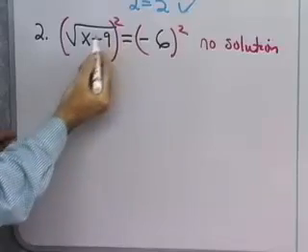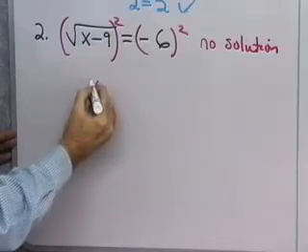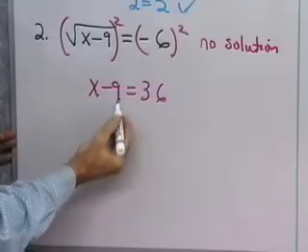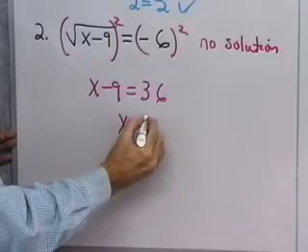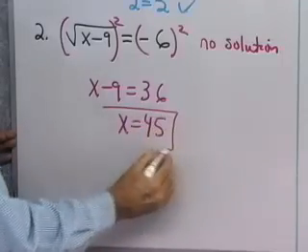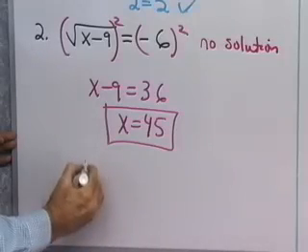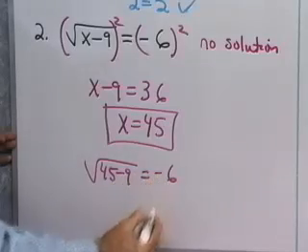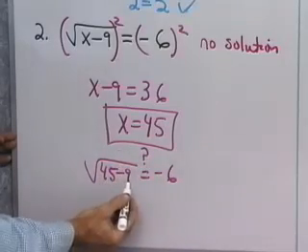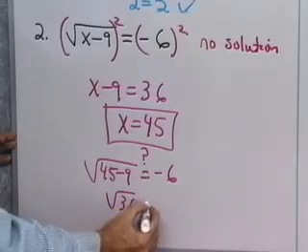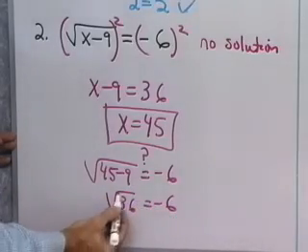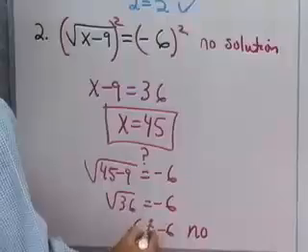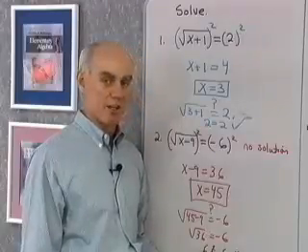Square both sides. The square of the square root of x minus 9 is x minus 9. The square of negative 6 is 36. Add 9 to both sides. X is equal to 45. So check and see if that solution works. Square root of 45 minus 9 is equal to negative 6? 45 minus 9 is 36. The positive square root of 36 is 6, equal to negative 6? So no, that does not work. 6 is not equal to negative 6.